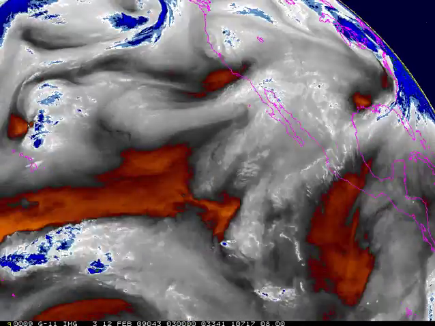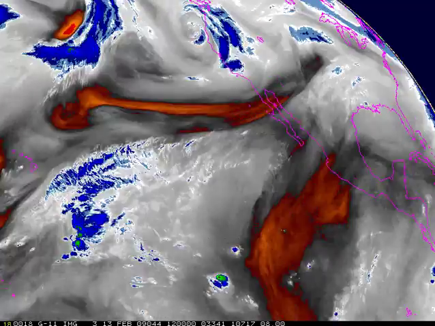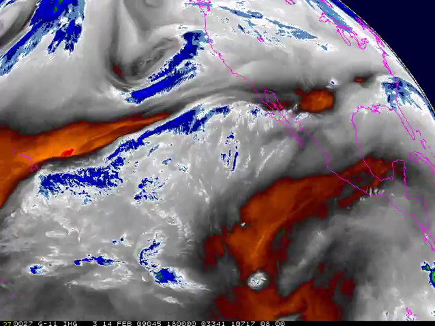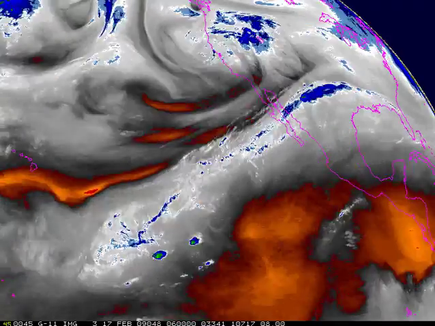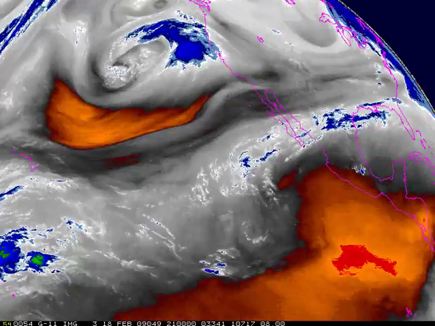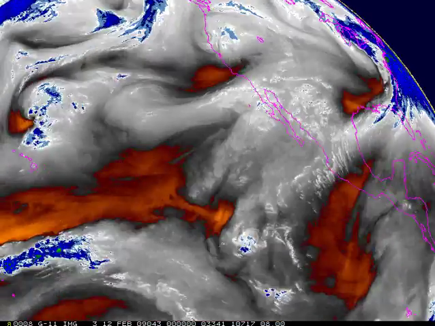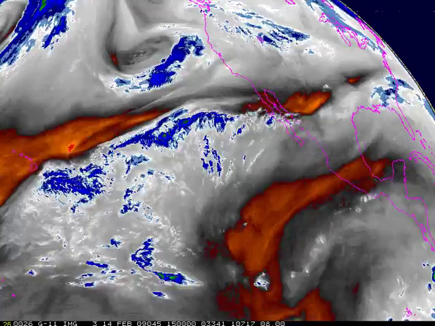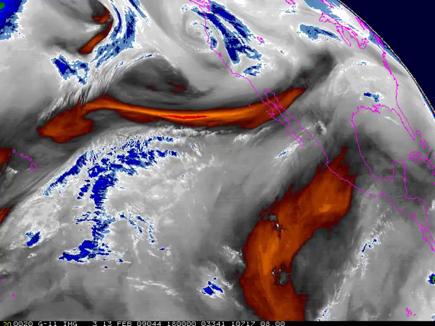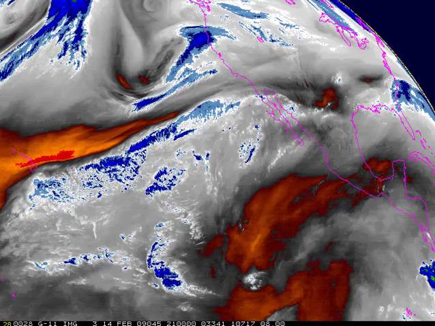Here's a different ITCZ flare-up event in the water vapor imagery, and I'll overlay the 250 millibar heights here as well. What we're going to do is look at the sequence of signatures to look for in the water vapor imagery for these ITCZ flare-up events. So the first signature you would look for is right here off the coast of California. We see an upper level trough at subtropical latitudes that's amplifying.